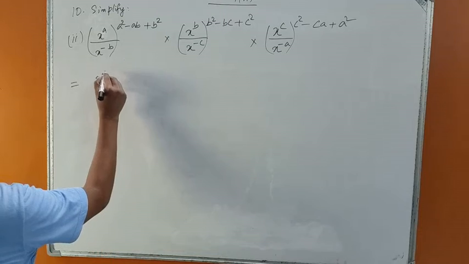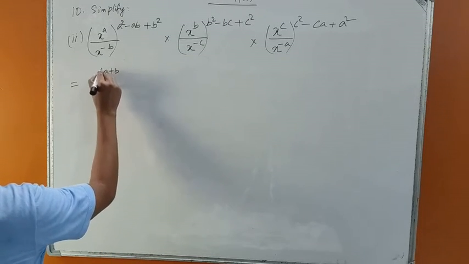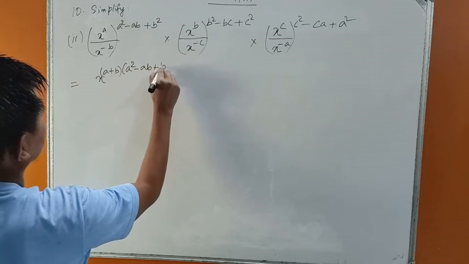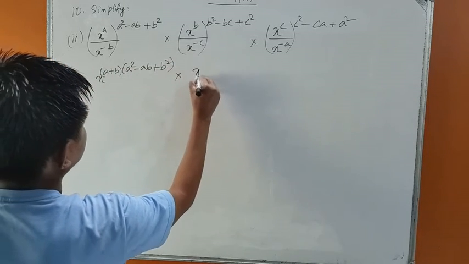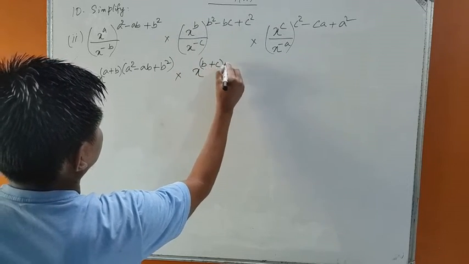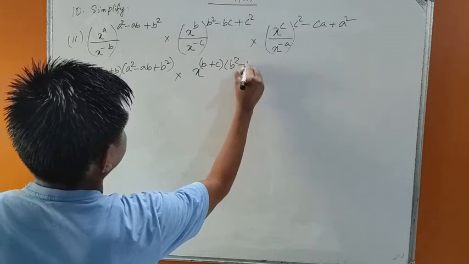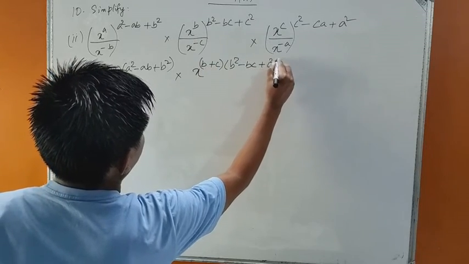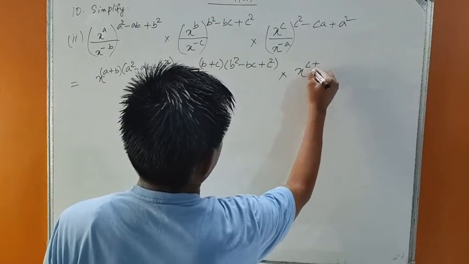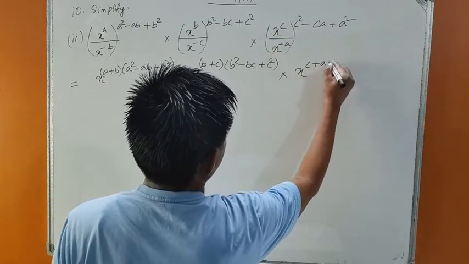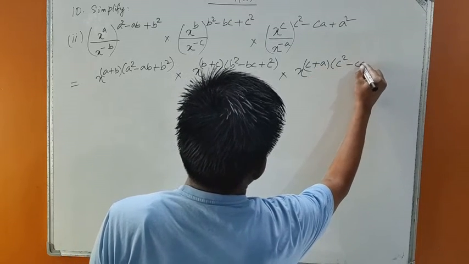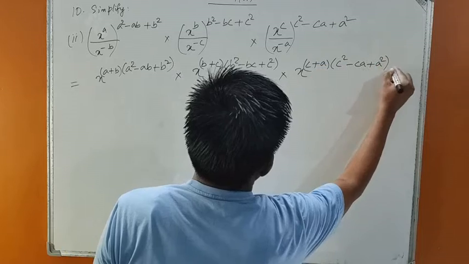So this gives us x to the power a plus b whole a square minus ab plus b square, isn't it, into x to the power b, so minus c goes to the numerator and becomes plus c whole b square minus bc plus c square into x to the power c plus a, isn't it, c plus a, minus a goes to the numerator and plus a into c square minus ca plus a square.